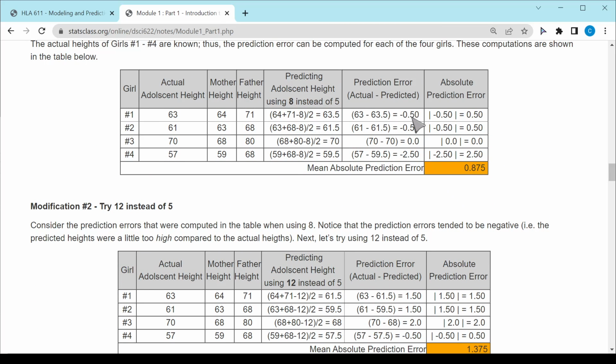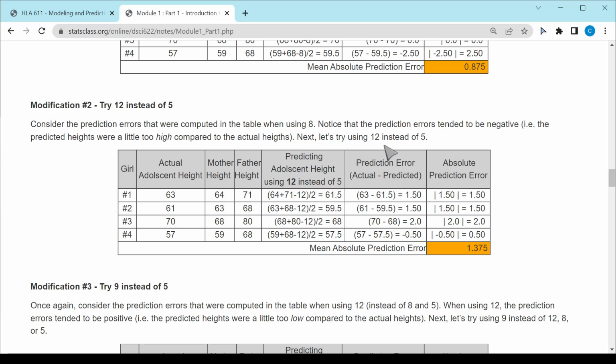And you can see that for 3 of the 4 girls, I'm still predicting their heights to be a little bit too high. The prediction error here is actually negative 0.50. Here's another negative, and this is another negative. So it appears that I need to subtract a little bit more than 8 in order to try to get these predictions a little closer.